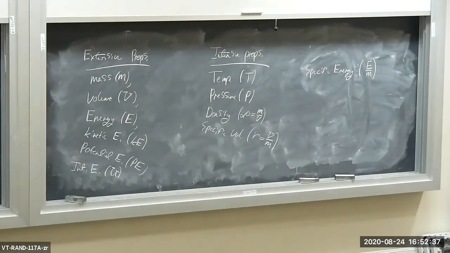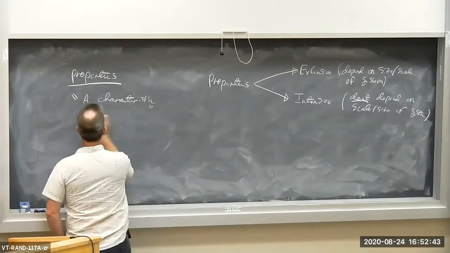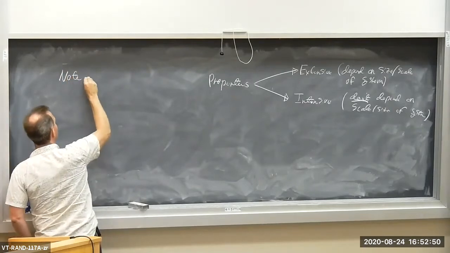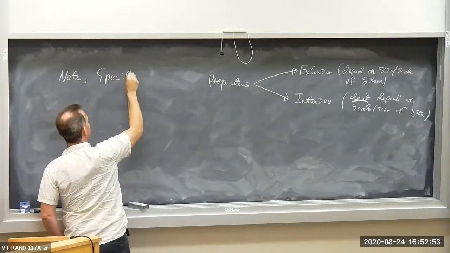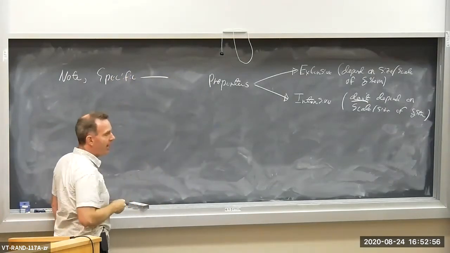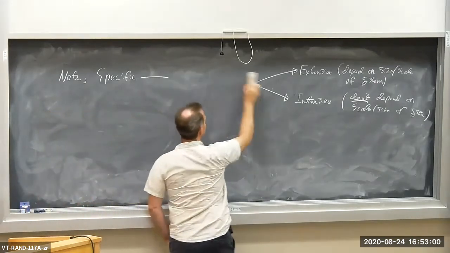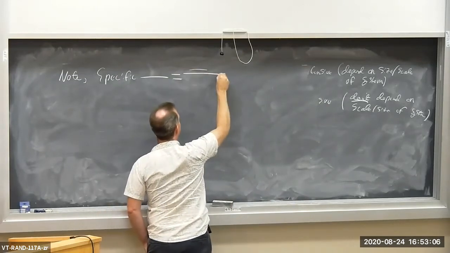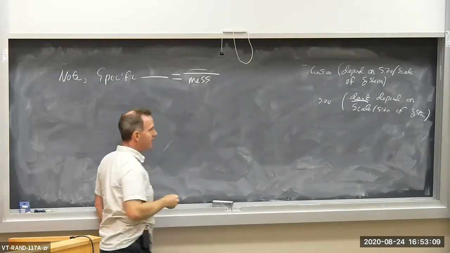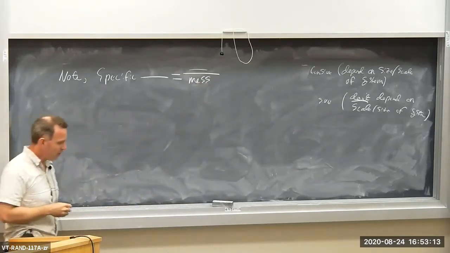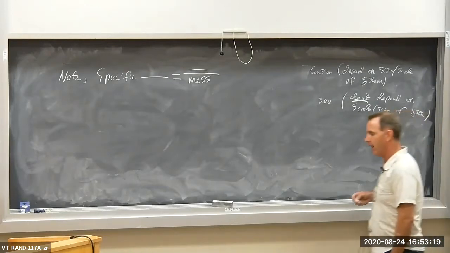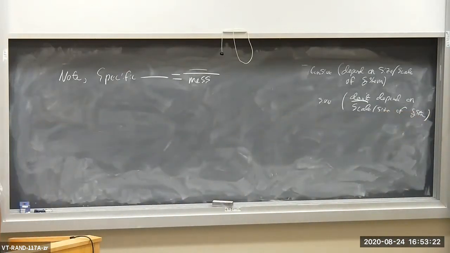Here, let's spend a second on that to clarify so everybody's on the same page. Note, specific, whatever that is, equals that thing divided by mass. Okay? Specific anything is that thing divided by mass. So specific energy is energy of the system divided by mass.